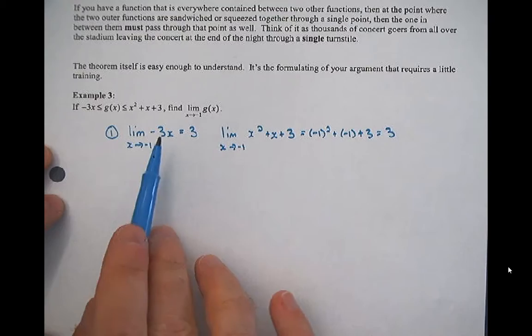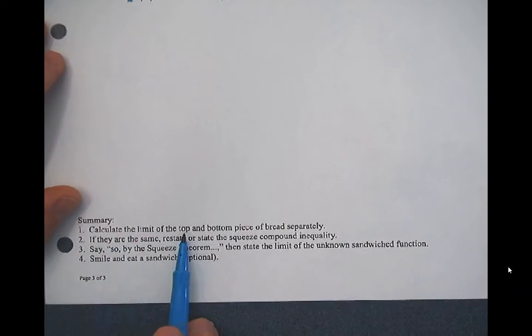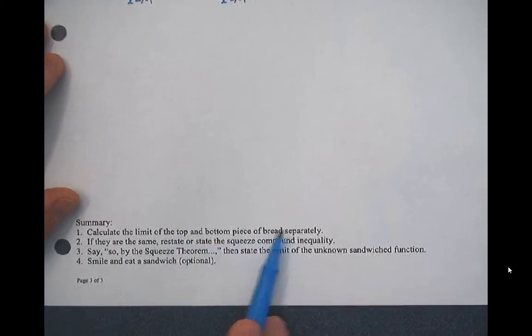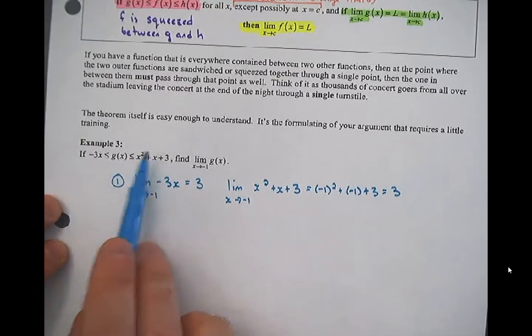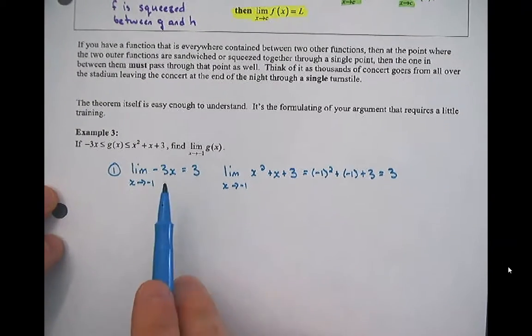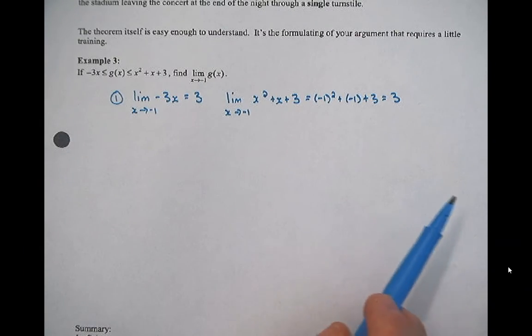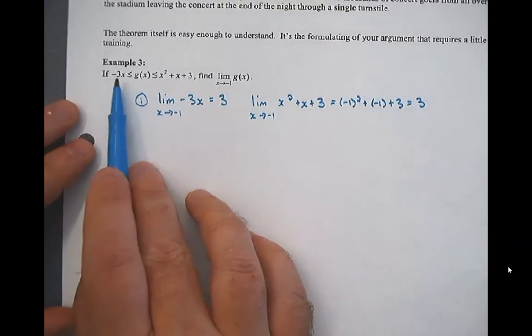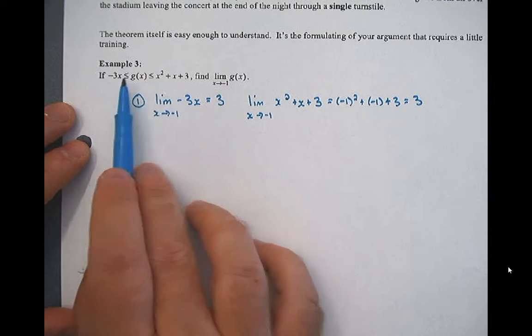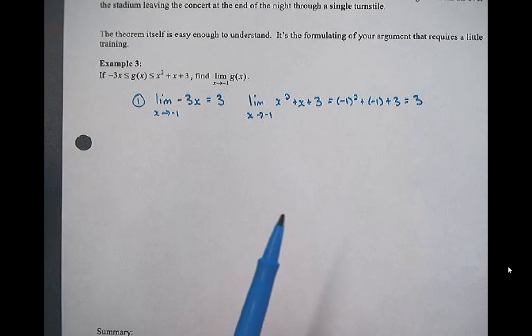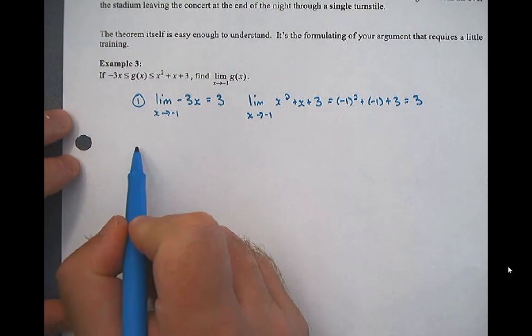This is what Corpy calls the bread. He calls the top and bottom pieces of the bread separately. He calls these the bread, and then he calls this the lunch meat. And so you're proving that the pieces of bread are the same. So now we've proven that the pieces of bread are the same. They gave us that g of x falls between these two. So now we just have to make a nice little write-up. So number 2 would be our write-up here.